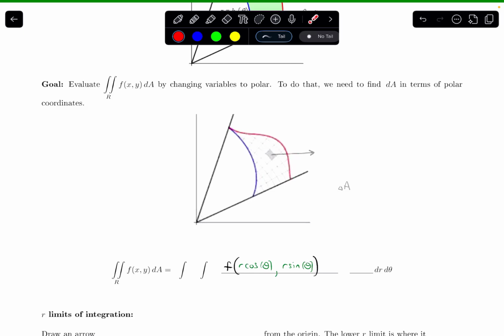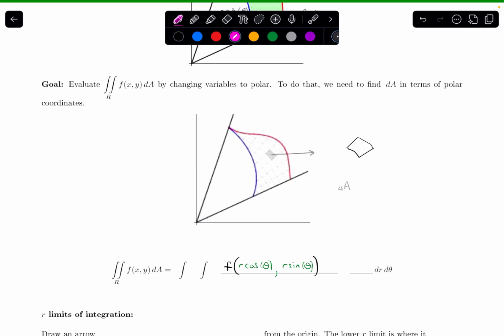Because of that, this part of the shape is a curved line. These other two lines are straight. They're outwards radial lines. And then this line over here is also curved. So this kind of looks like a rectangle, but it's not quite a rectangle.